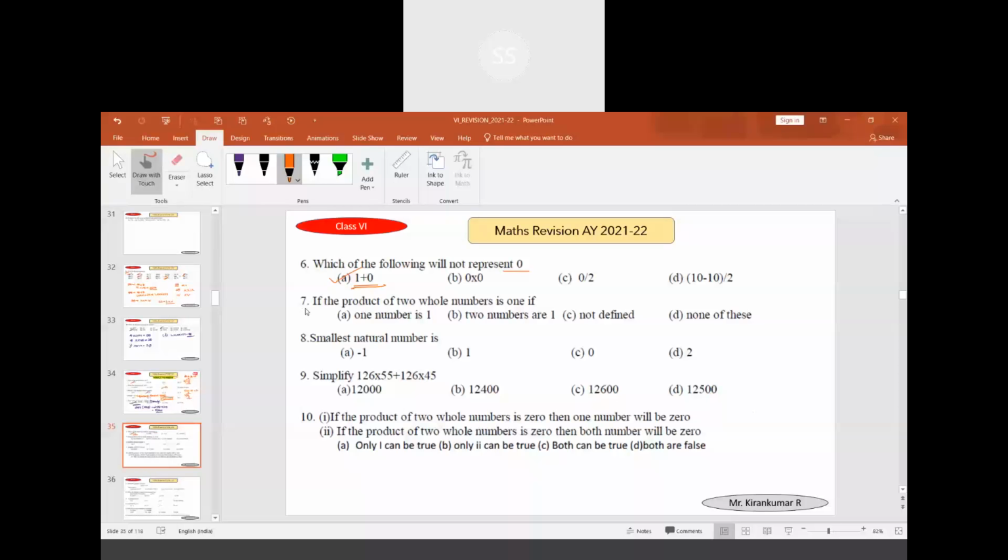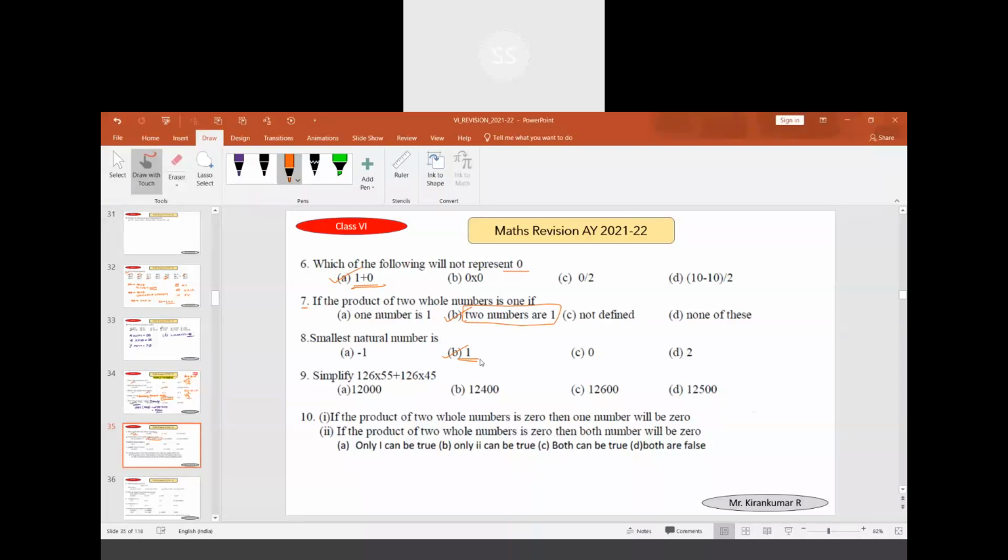Seventh one. If the product of two whole numbers is 1, then both the numbers have to be 1. Then only the product will be 1. The smallest natural number is 1. It will be the answer.